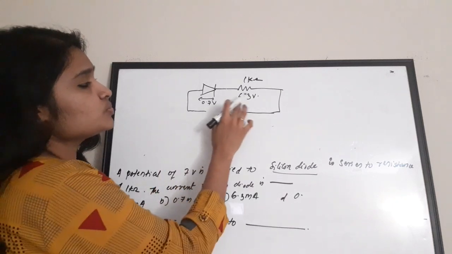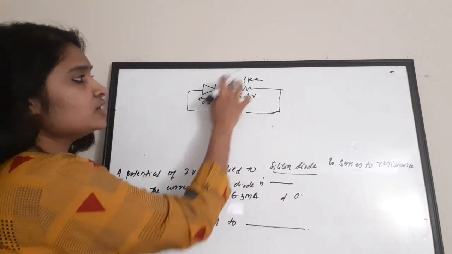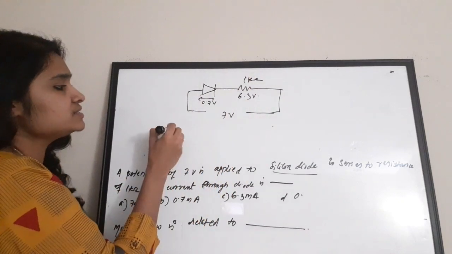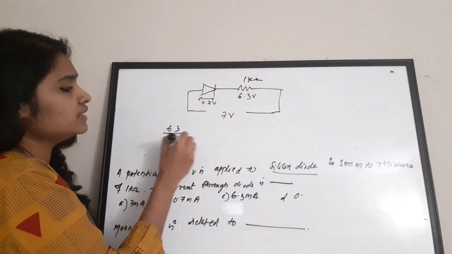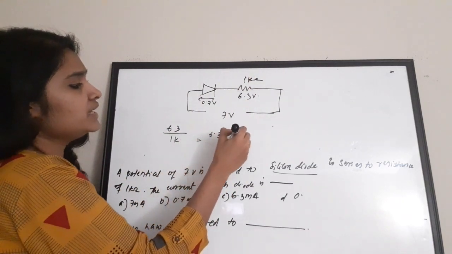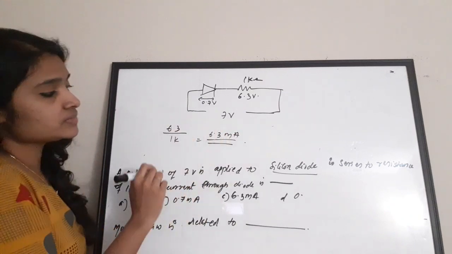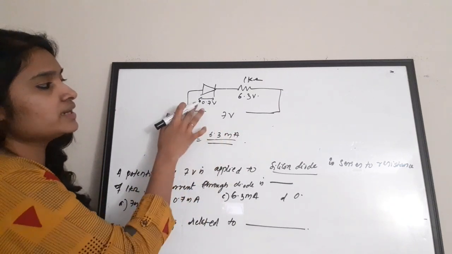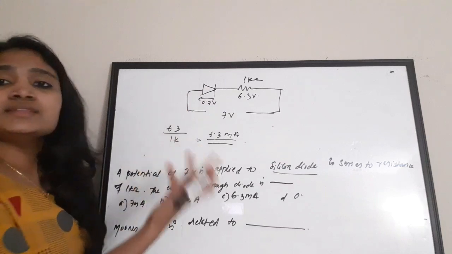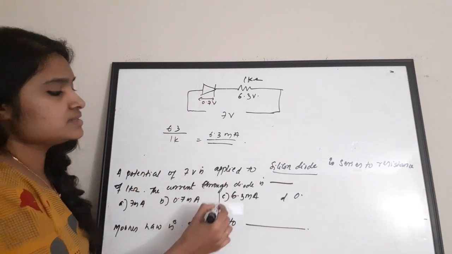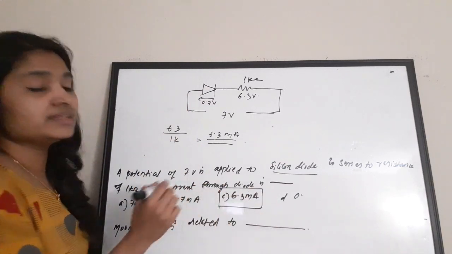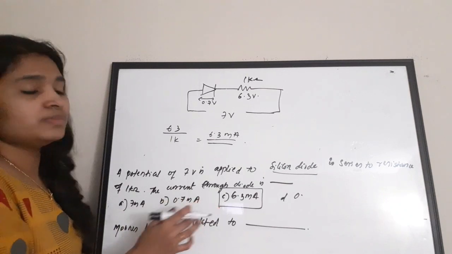So when this 6.3 volt is coming, what is the current passing through this 1K? It is 6.3 by 1K, which is 6.3 milliampere. And this current is equal to the current passing through the diode because they are in series connection. So the correct answer is 6.3 milliampere. Option C will be the correct answer.